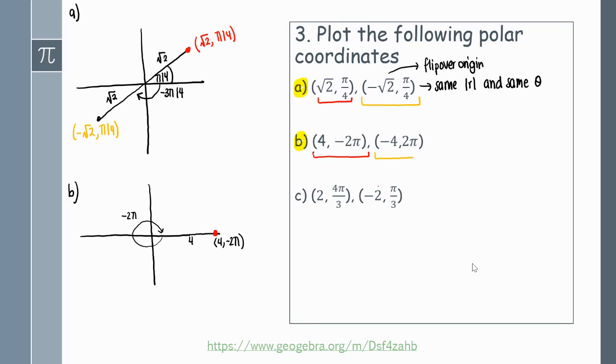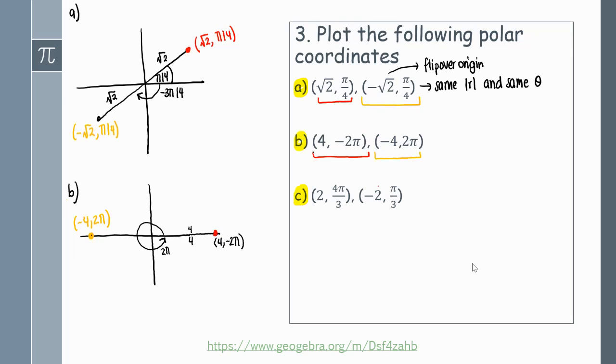The second point is minus 4, 2 pi. A little different. Again, start with the angle. We're going to go around this time in the anti-clockwise direction, 2 pi radians. Again, I'm going to end up back at the positive x-axis. But that minus 4 means that I'm going to go 4 units along the positive x-axis, then flip it over the origin. So I'll actually end up at the negative x-axis 4 units along. This is the point minus 4, 2 pi.